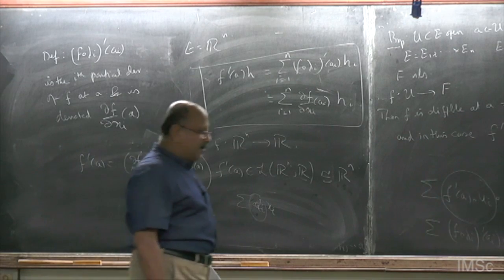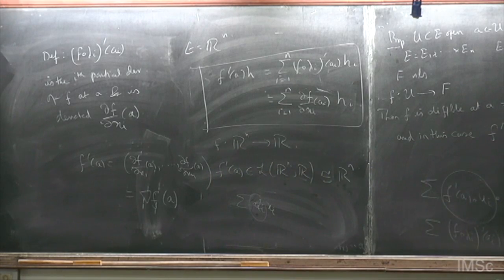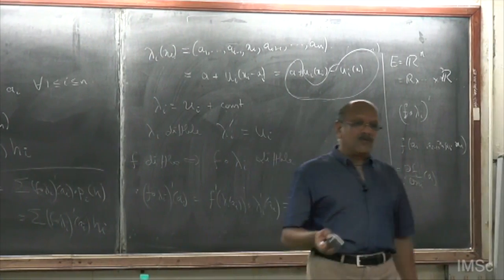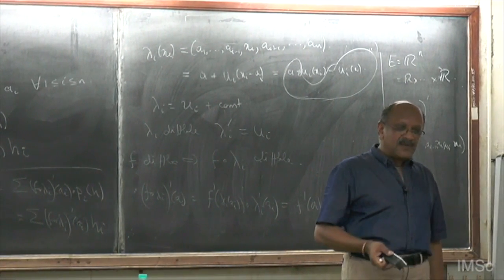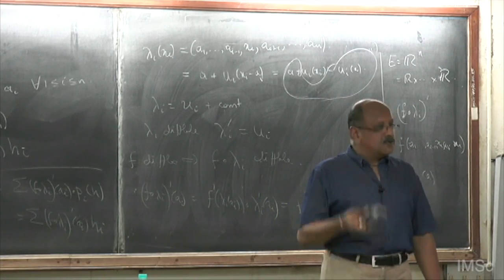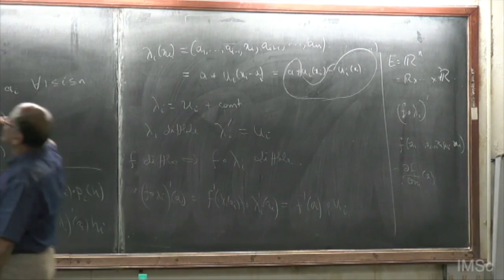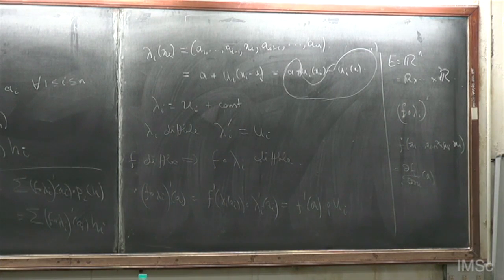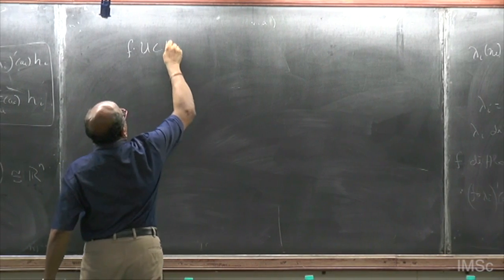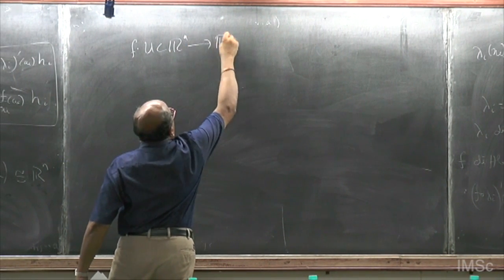So, now let us look at a map from Rn to Rm. So, now I am going to combine the two theorems which I proved now. First one was when the range space was a product space. The second one was when the domain space is a product space. Now, let us take both. So, f from Rn going to Rm.